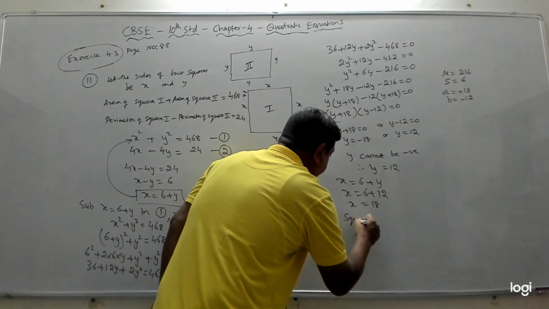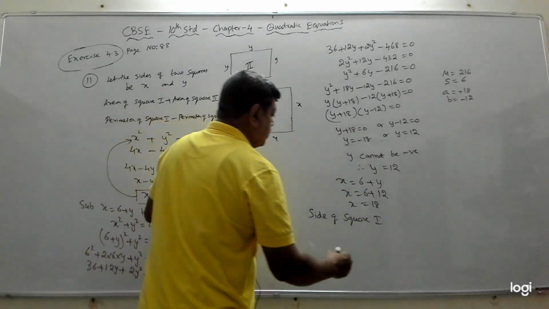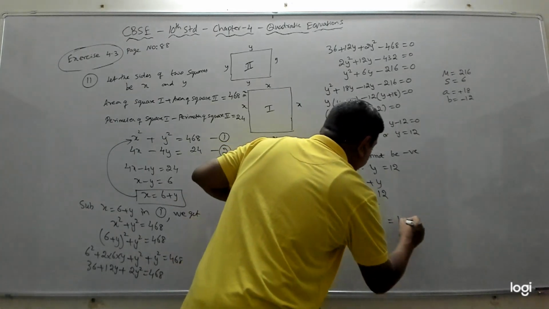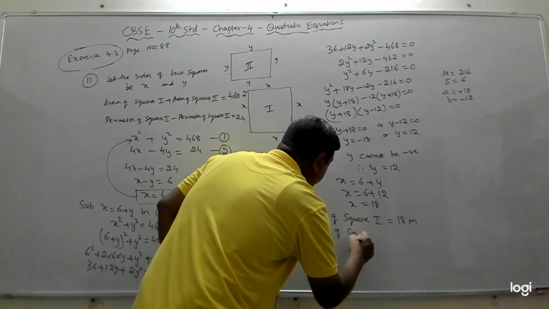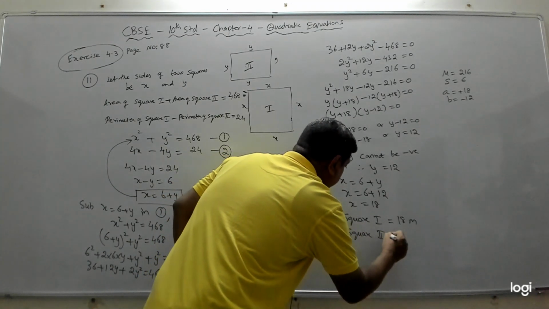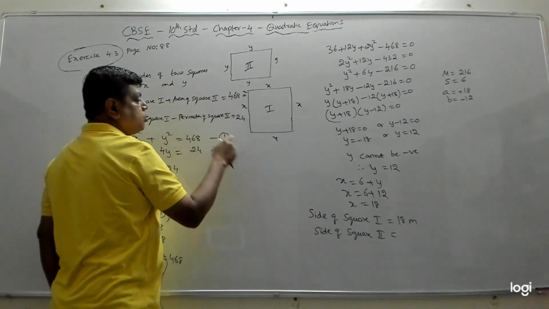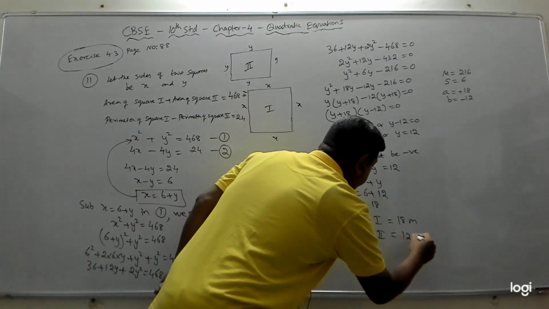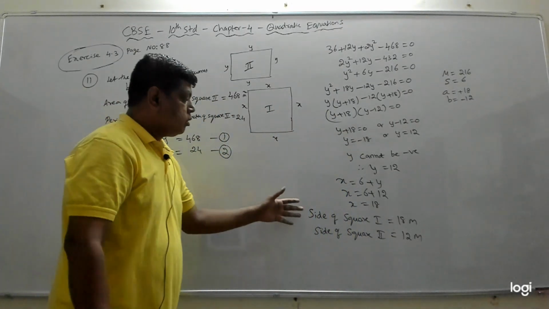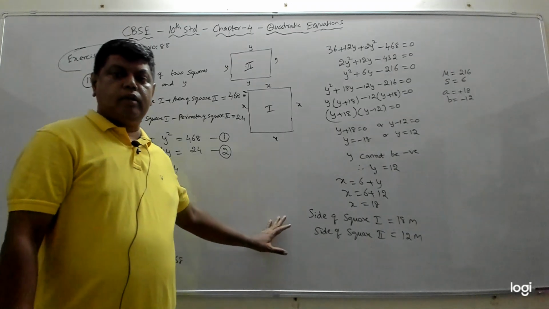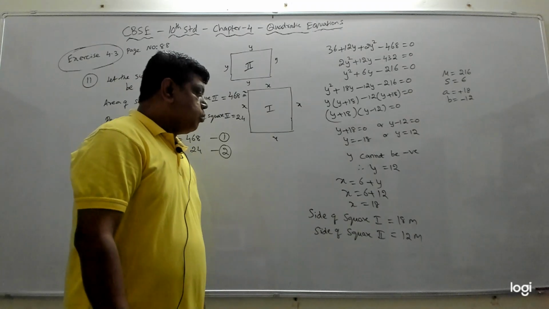So the side of square 1 is x, and what is x? 18. So 18 meters. The side of square 2 is y. Y is the side of square 2. So y is how much? 12. So 12 meters. Clear? So this is how we solve and find the side of square 1 and square 2.